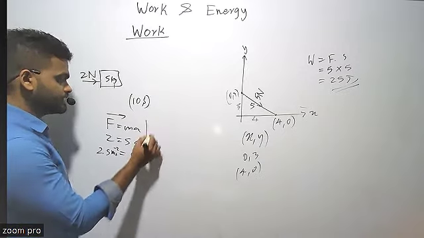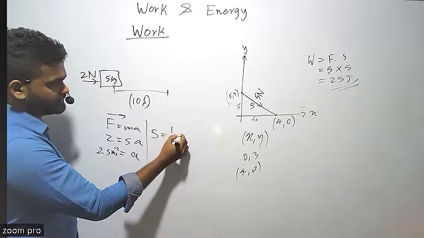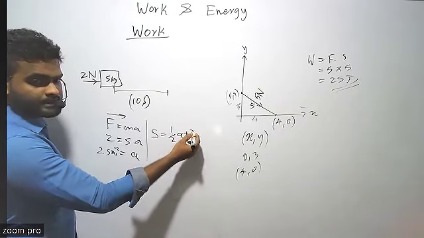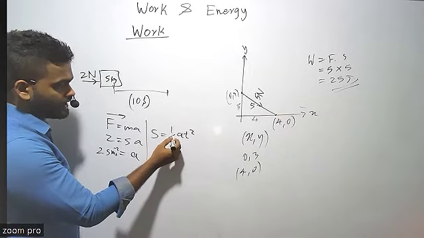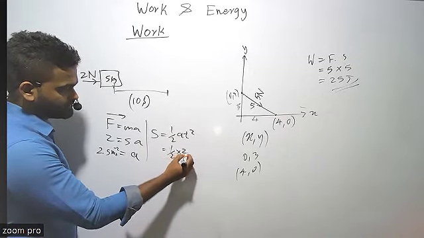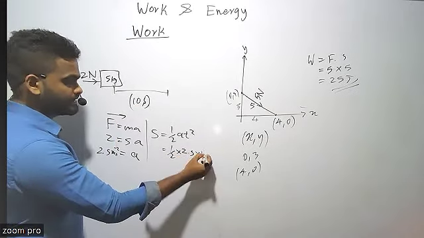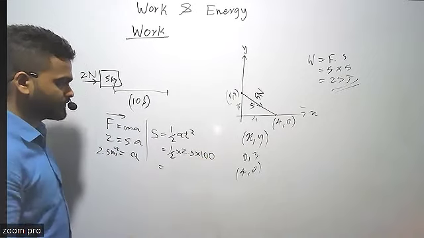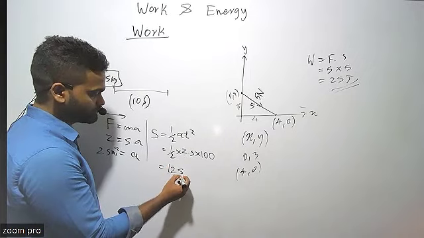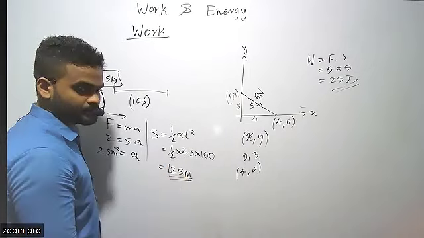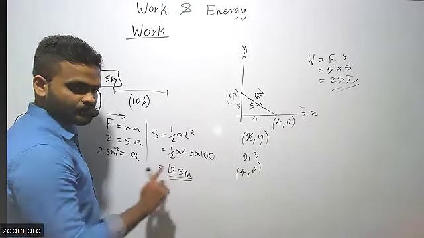Then we need to find distance, s. How do we find that? s equals ut plus half at squared. Initial velocity is 0, so ut is 0. Half, acceleration is 2.5, time is 10 squared, so that is 100. So this is 250 divided by 2. So that should be 125 meters, right?